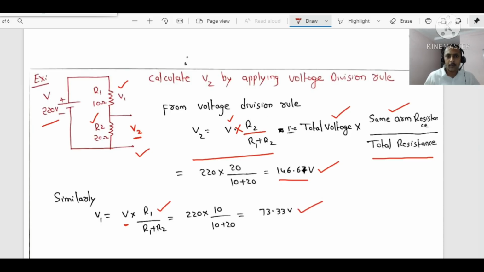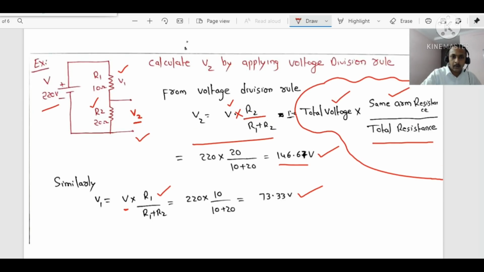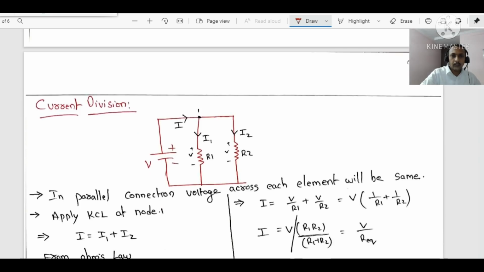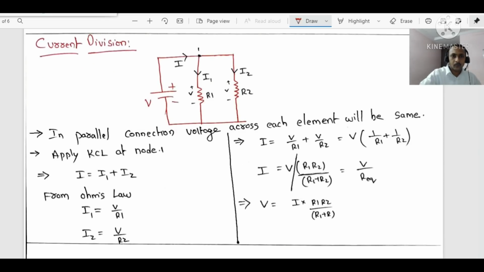This is how you want to do the problems. Very simple. This is important. For the voltage division rule, total voltage into same arm resistance by total resistance. Clear? Now let me discuss the current division rule.